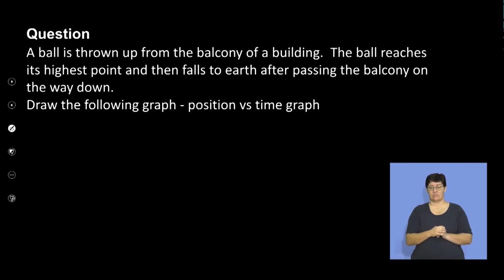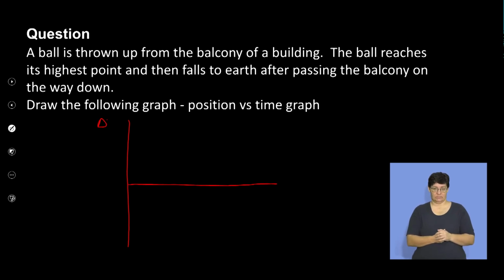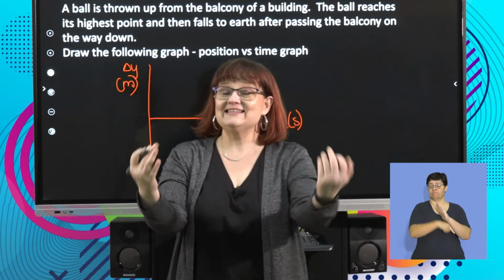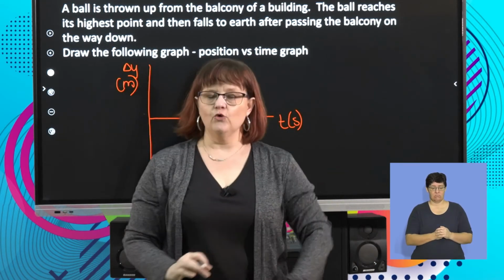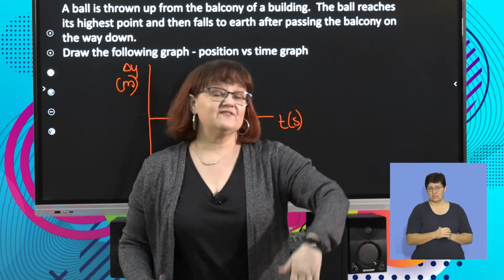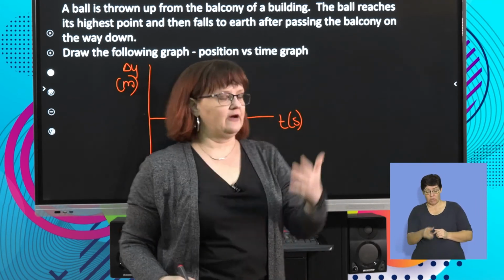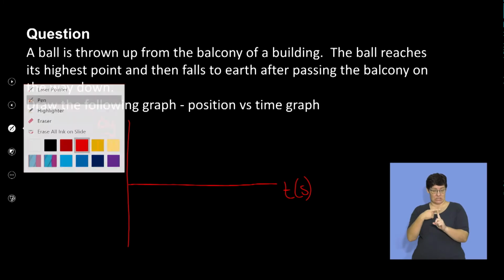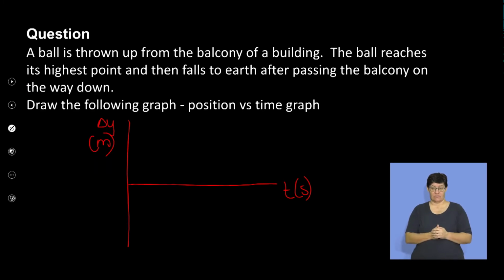So let's draw the position time graph. Position in meters, time in seconds. Now, I don't have any more detail. It's a sketch. What are we looking for? Shape. I've taken up as my positive direction. That means my graph, the 0 point is the balcony.